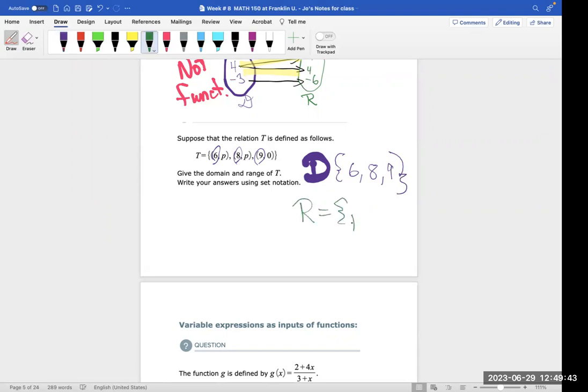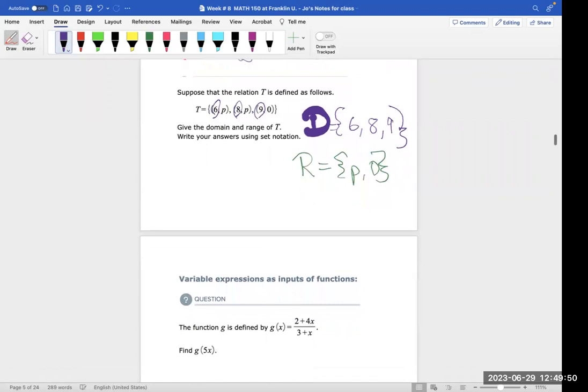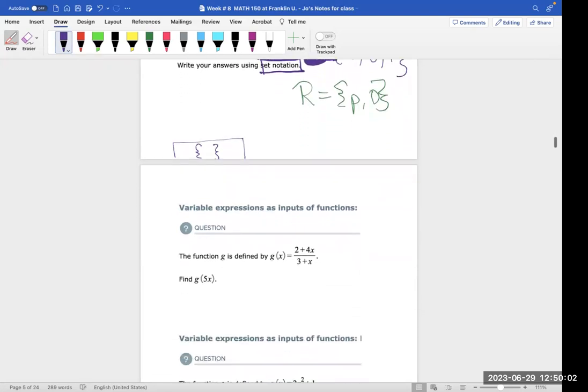The range is P and the number 0. Done. That's all it's asking for. Write it in set notation, meaning you need those squiggles in your answer. In Alex, there will be something down there that has a little box with squiggles, or you can find them on your keyboard near the return key.